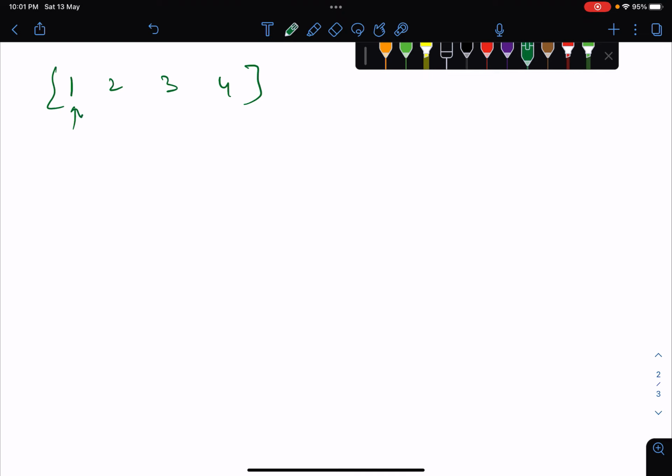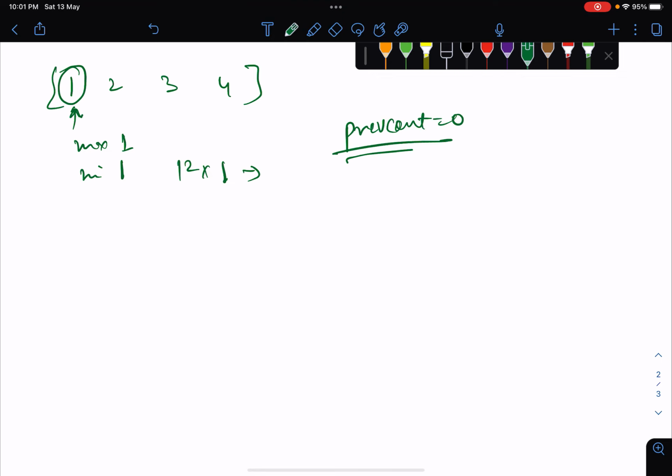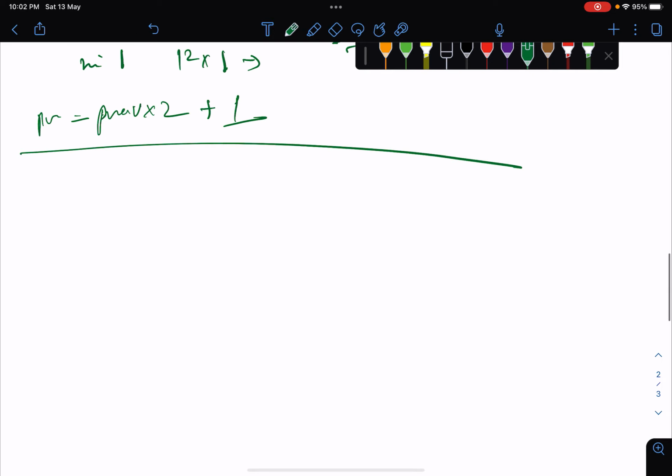Okay, so now just see, this is 1, so the max will be 1 and the min will be 1. So the answer will be 1 square into 1. Okay, this is the case when I'm considering only this element, right? Now what is the case where I'm considering the previous element as well? So till now you don't have any previous element. Your variable is initialized to 0, and what did I say? Whatever was the contribution till the previous step, it will be multiplied. So previous equals previous into 2 plus the current element, because now this will be contributing in the next step. So this one, okay. Now let's consider two elements.